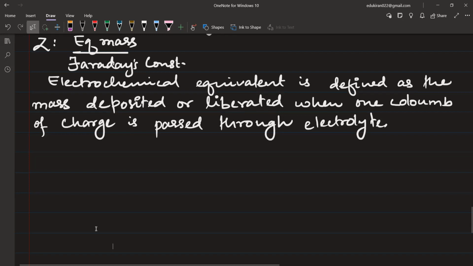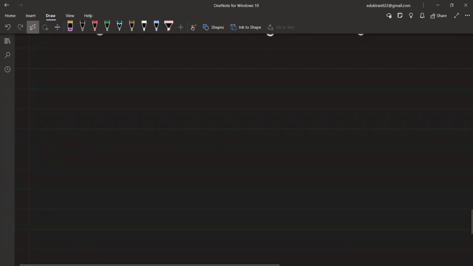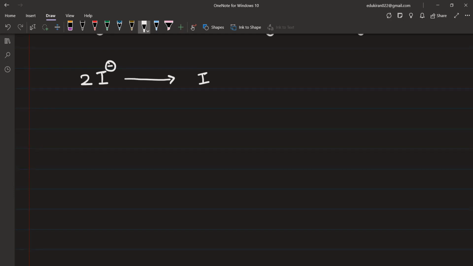Okay, achha. Now let us move on to the numerical part that is more frequent in this chapter. So if I ask you guys, let us suppose I have one molecule, or rather I should say one ion, that is I negative. So how much charge will be required to get I2? Let us suppose that I'm having 2 I negative and I want to produce I2 gas. So what do you guys tell me? How much charge is required to neutralize this whole entity? How much charge will be required?